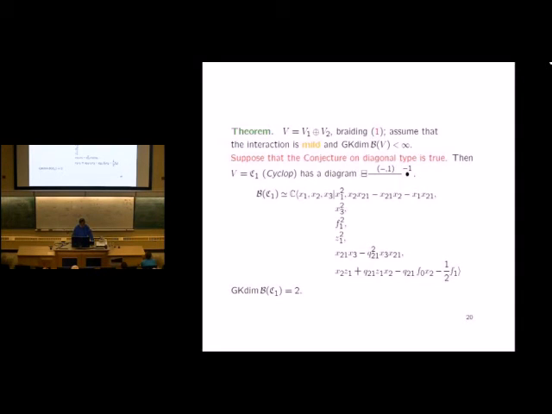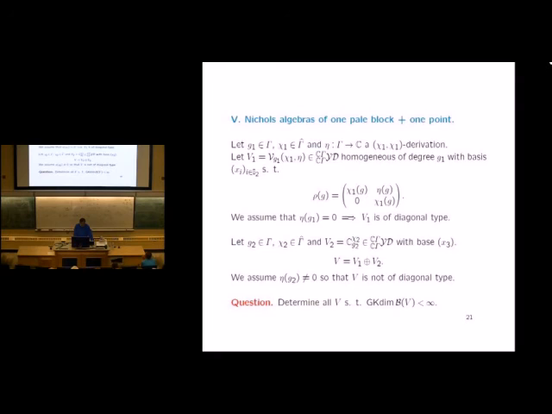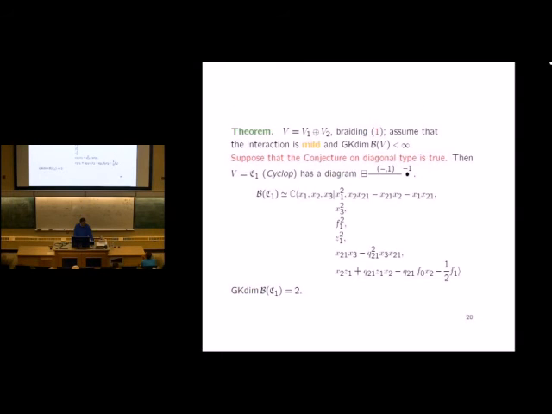It has a block of minus 1. It has a minus 1 on the point, and the interaction is minus 1. So minus means that it's mild, and 1 means that the ghost is 1. The Gelfand-Kirillov dimension of this guy is 2. Okay. About the proof of this, two results.